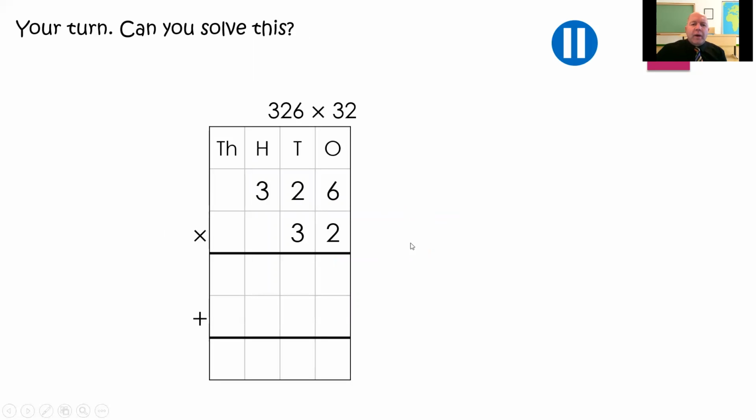Right, one for you to have a go at. Pause the video and have a go at 326 multiplied by 32. I'll be looking out for this in your screenshots when you upload onto Tapestry.